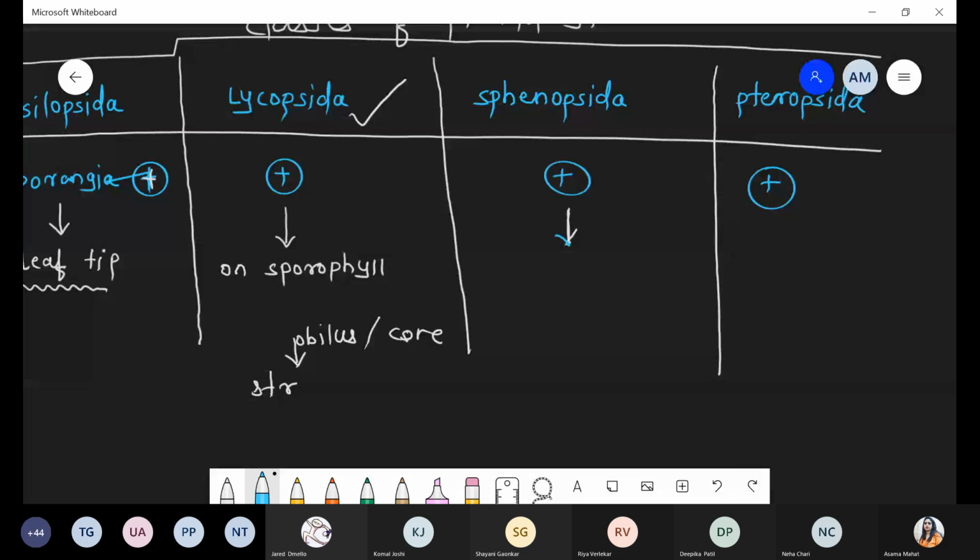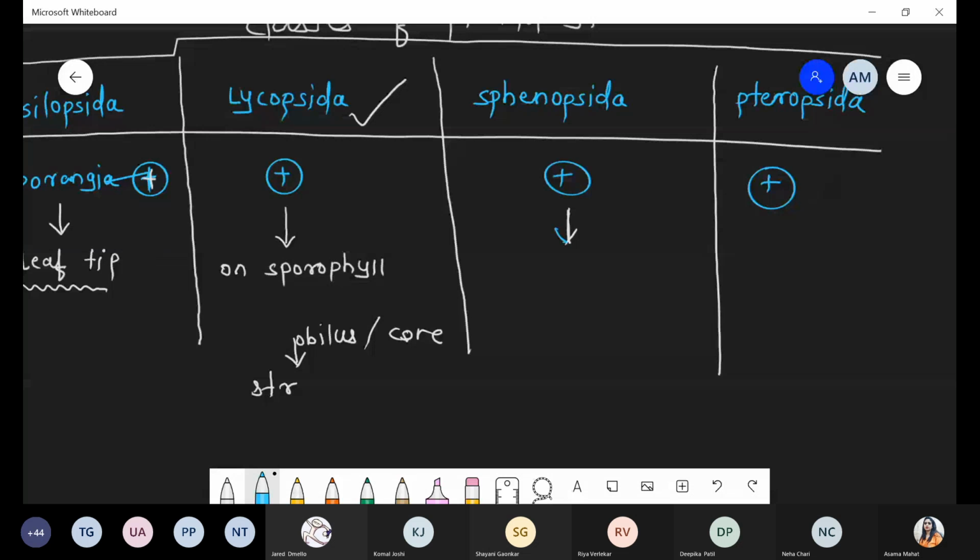Yeah, okay. So sound is okay? Sound okay? Okay, Pratisha, there is some problem, the screen is lagging again and again.